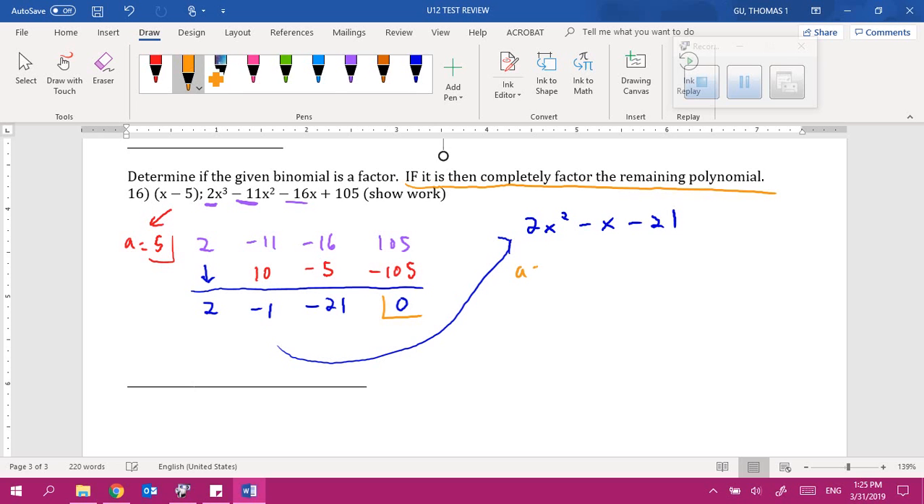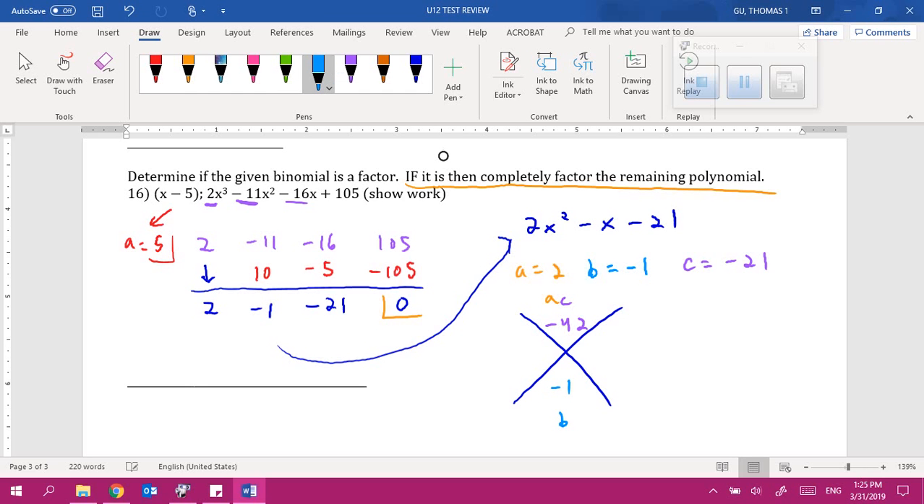We're going to factor this using our X-box method. So a equals 2, b equals negative 1, and c equals negative 21. So X-box: a times c, which is 2 times negative 21, is negative 42, and b is negative 1. What are two numbers that multiply to give me negative 42 and add to give me negative 1? That's going to be negative 7 and positive 6.